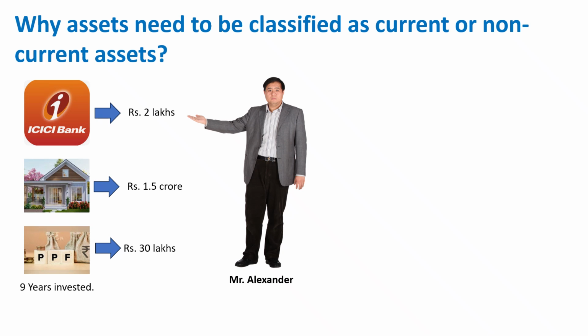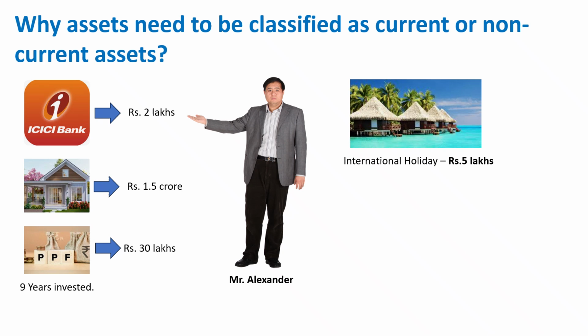So what is the total asset Mr. Alexander is having? That is 2 lakh plus 1.5 crore plus 30 lakhs. So it is around 1.82 crores. Now, Mr. Alexander is planning to go with his family for an international holiday trip, and the money he is estimating is around 5 lakhs.